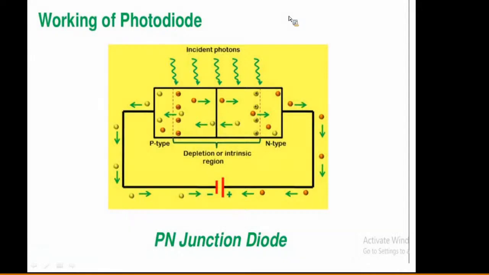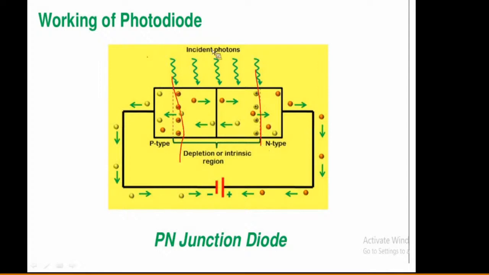Okay. Now, what is the working of your photodiode? See the same thing here. This is a P type and this is an N type. Take a simple material point of view. Incident photons: the light is falling on the PN junction. This is the depletion region of these two layers.